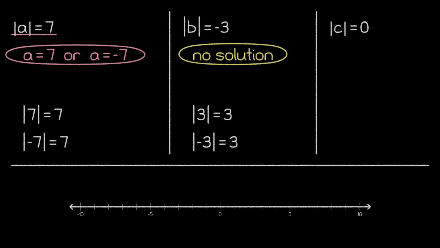The first equation that we solved had 2 solutions, but then the next equation that we looked at didn't have any solutions. So how many solutions do you think this equation will have? Well, it turns out to just have one solution. When the absolute value of a number is equal to 0, that means that the number is 0 units away from 0. And the only number that satisfies that condition is 0.